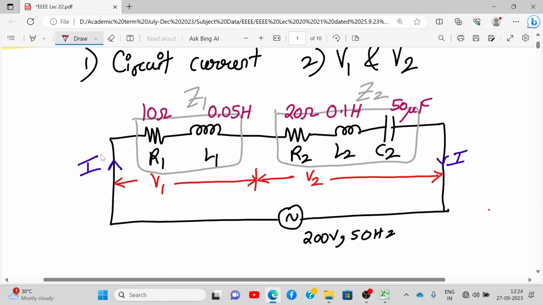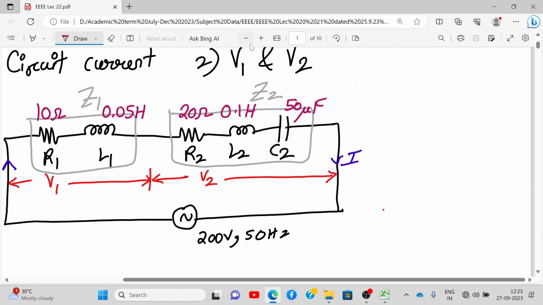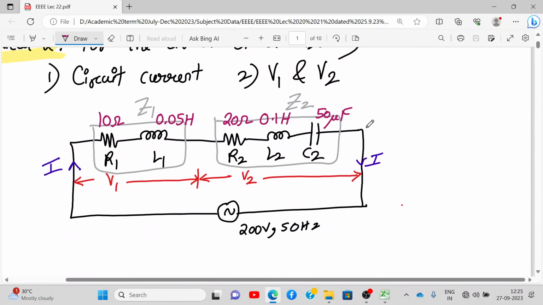Alright? I'll give you a few seconds more to draw. Then we'll think about the thinking process, how we will solve it in a flow. Completed? Yes? So what are we supposed to find? V1 and V2. What is V1? Voltage across R1, L1 together. That is Z1. And V2 is the voltage across R2, L2 and C2. That is the Z2 impedance.